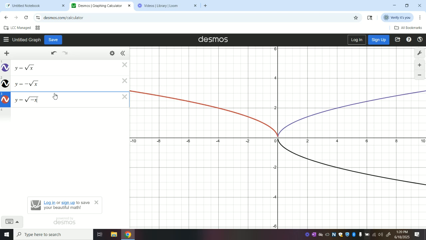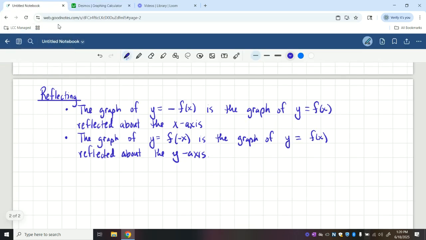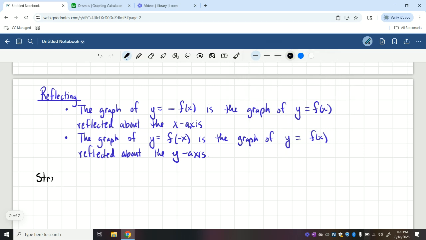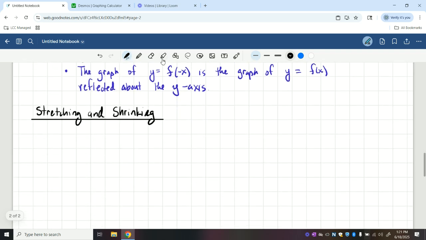Last thing to talk about in this lesson is stretching or shrinking. Alright, so here we go. We'll talk about stretching and shrinking. So y equals, I don't like how that n turned out. Look at that, I gotta fix that.